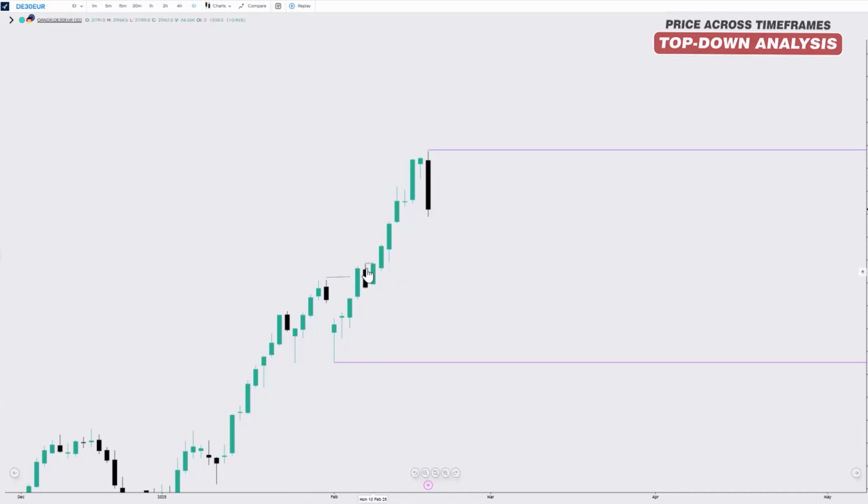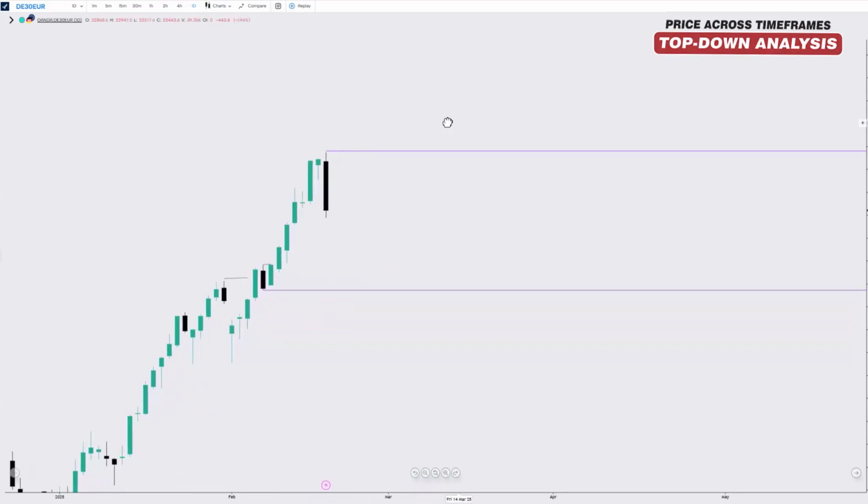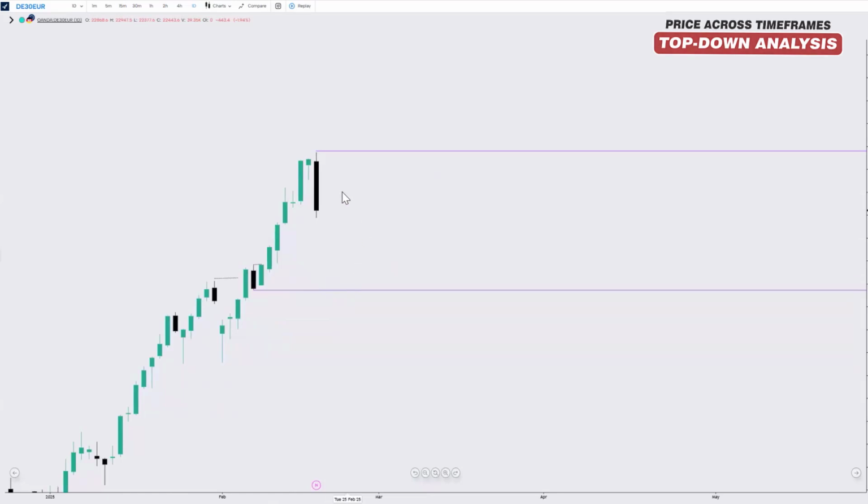Now, marking this as a valid pullback and a valid break of structure simply means that my swing structure is currently this low we have right here and this high. So what does this mean? This means that I can get a trade opportunity inside this particular range. This is what the higher time frame is telling me. Yes, price is in an uptrend and I need to buy.